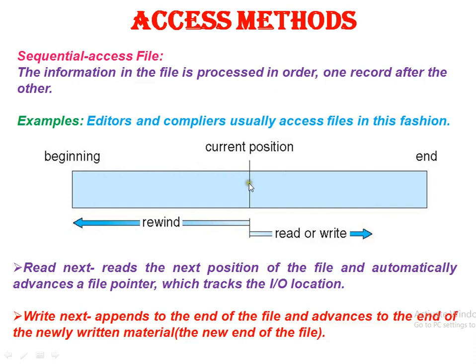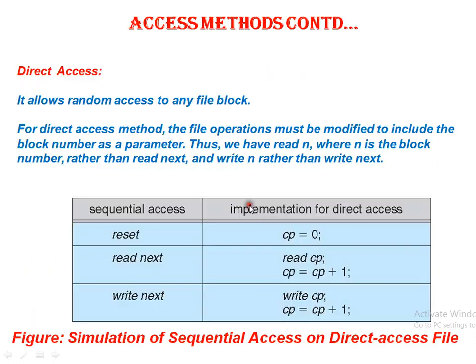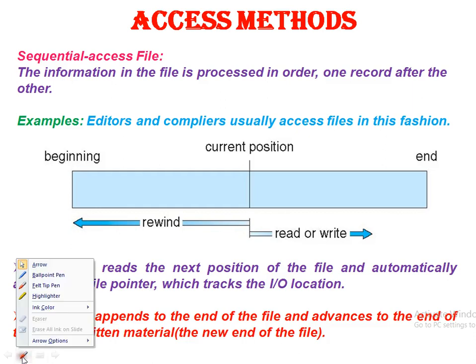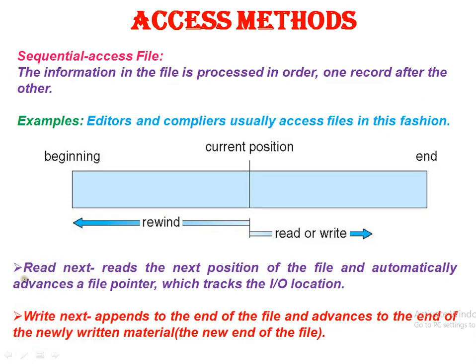So as you can see here, the current position of the file is here. This is the beginning of the file and this is the ending of the file. Suppose abc.txt is a file. If I open that particular file, the current position will be here. From here I can either read or write into the file using my read next and write next operations.